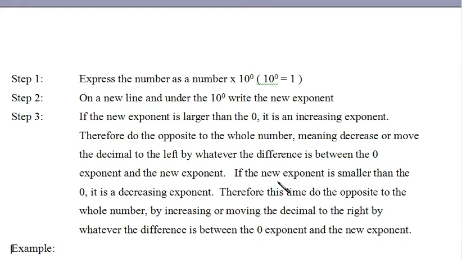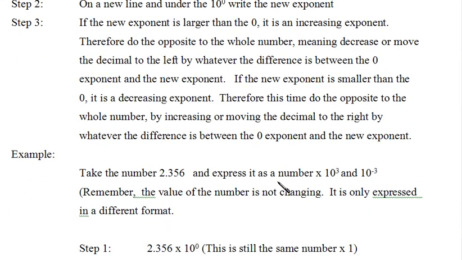Step 3, if the new exponent is larger than 0, it is an increasing exponent. Therefore, do the opposite to the whole number, meaning decrease or move the decimal to the left by whatever the difference is between the 0 exponent and the new exponent. If the new exponent is smaller than the 0, it is a decreasing exponent. Therefore, this time you're going to do the opposite to the whole number by increasing or moving the decimal to the right by whatever the difference is between the 0 exponent and the new exponent.